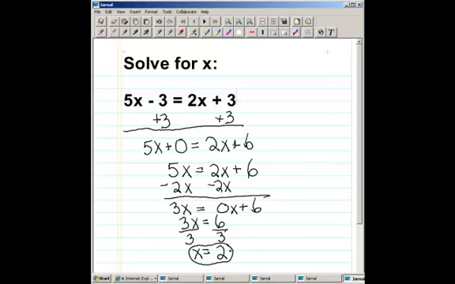If you'd like to check this answer to make sure your solution is correct, you can substitute 2 back in for x in the original equation. 5 times 2 is 10. 10 minus 3 is 7. The answer on the right-hand side should be exactly the same as the answer on the left-hand side, so substituting 2 on the right-hand side, 2 times 2 is 4. 4 plus 3 is also 7. Since 7 is equal to 7, we can be very confident that x equals 2 is the solution to this equation in which the variable occurred on both sides.